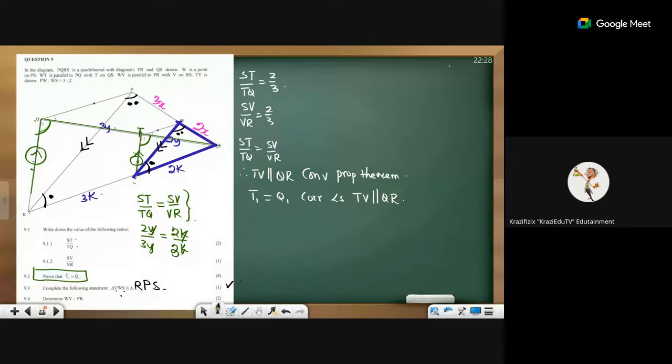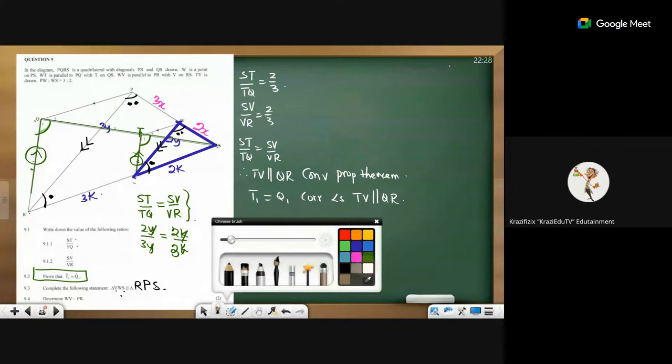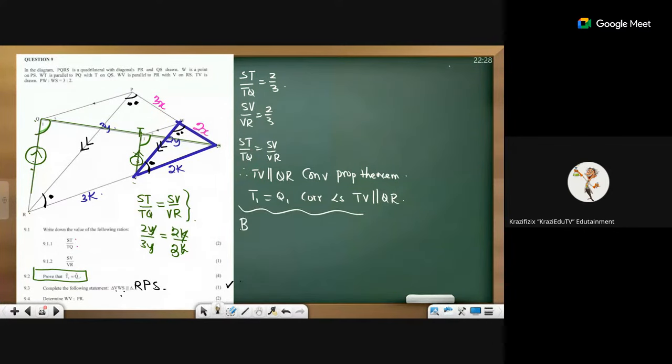Guys, remember what I told you. Anytime you have to work with the base of triangles, what do you prove? Similarity. And this examiner is actually kind. They've told you to prove that similarity. Anytime you prove similarity, write out your ratios. So we proved VWS is similar to RPS. What's our ratio? VW over RP equals WS over PS equals VS over RS. What's your reason? Similar triangles.